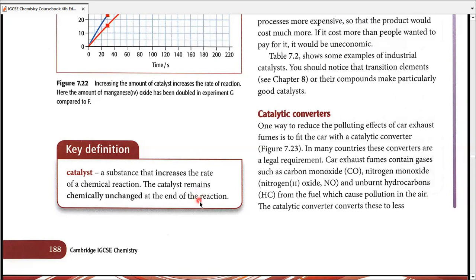But again, it's important: a catalyst is a substance that increases the rate of a chemical reaction, but itself remains chemically unchanged by the end of the reaction. Now, this specific term, chemically unchanged, means it will not change its chemical identity, but which also means it may physically change.